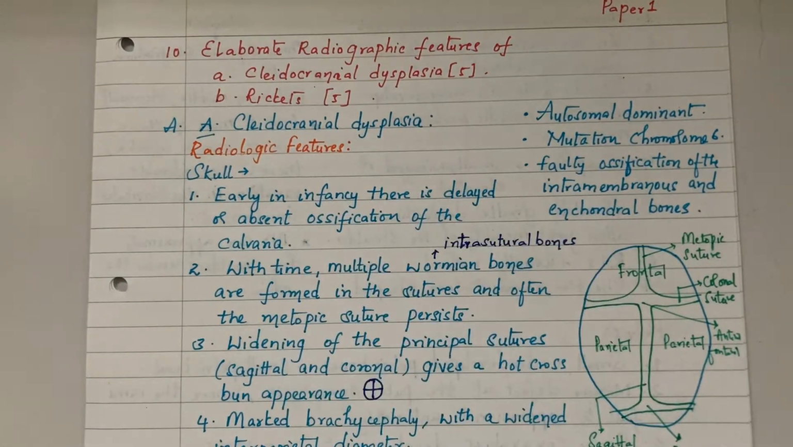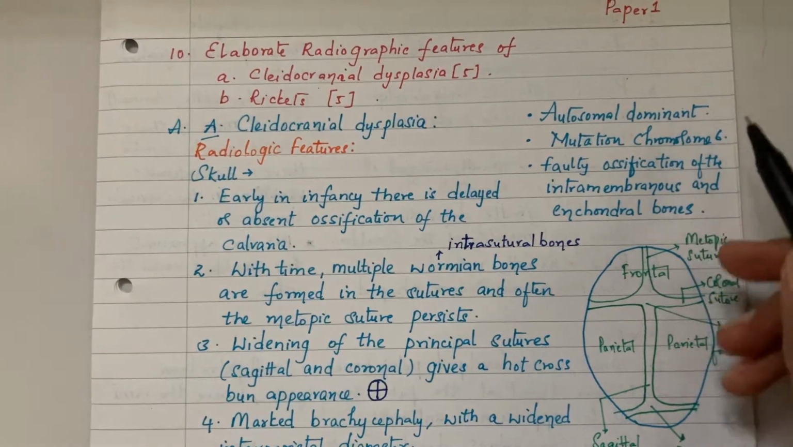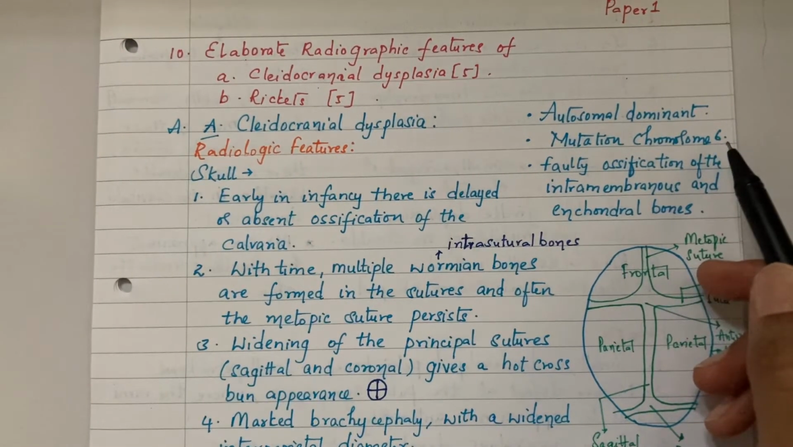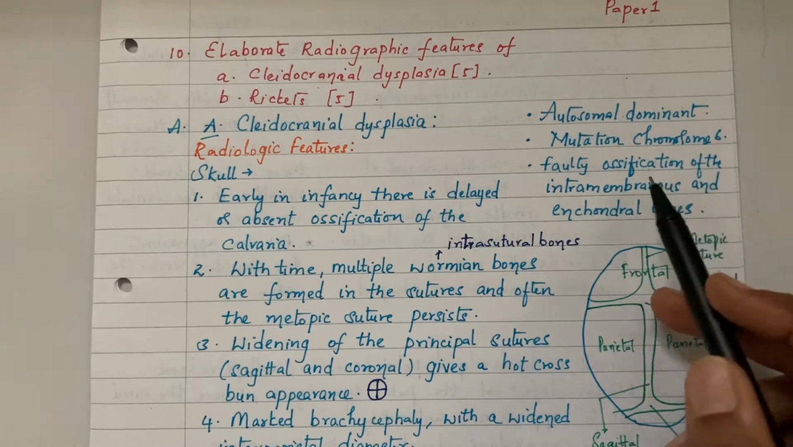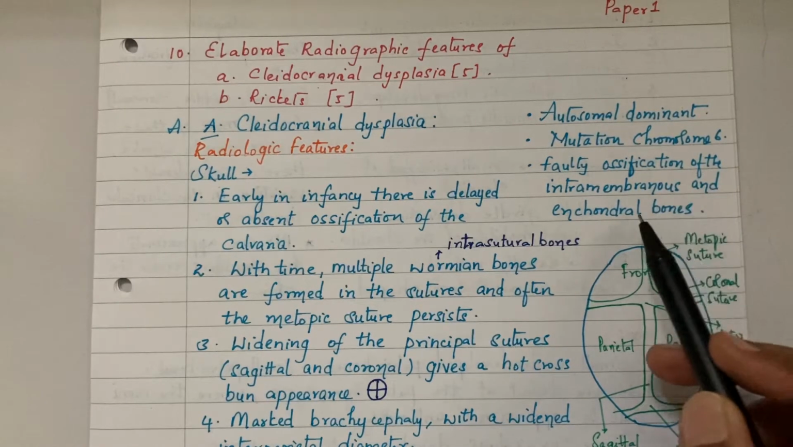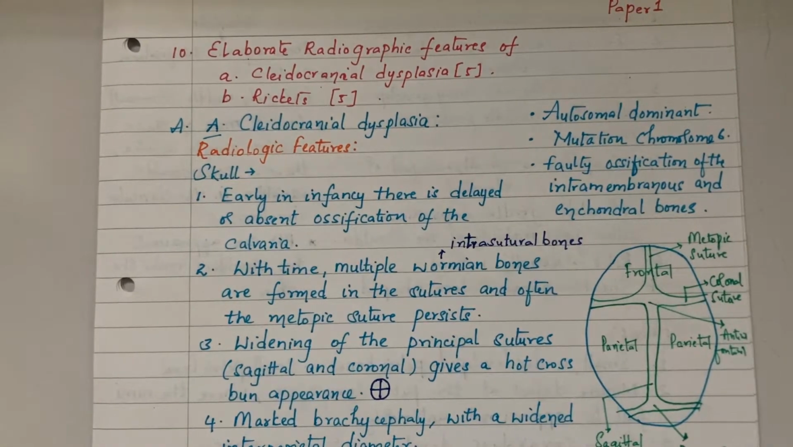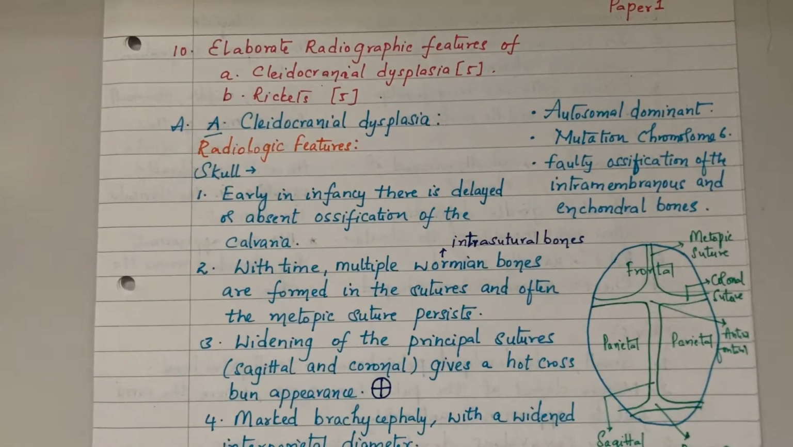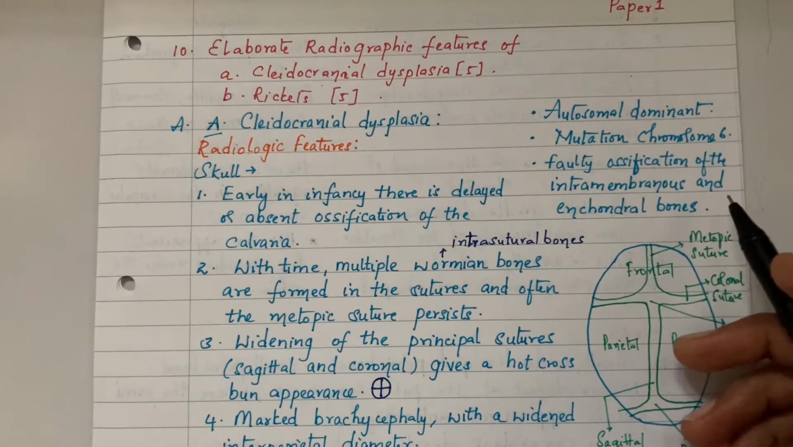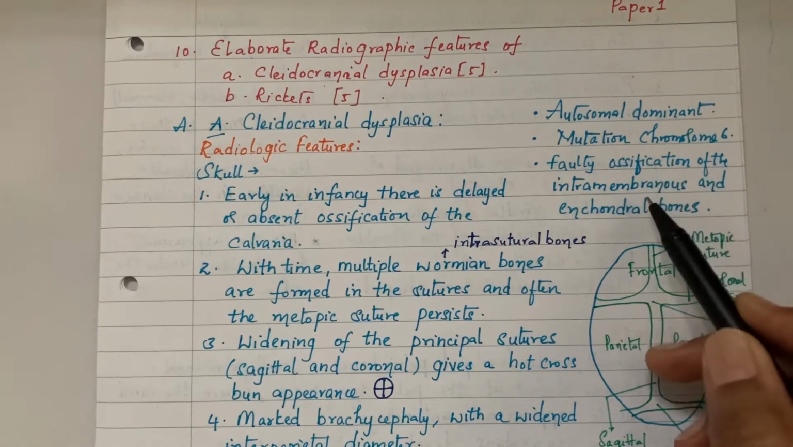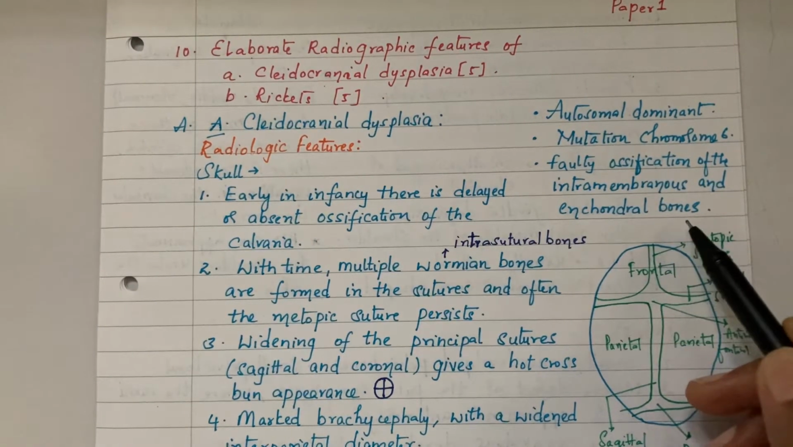What is cleidocranial dysplasia? It's an autosomal dominant condition. There will be a mutation in chromosome 6. What happens in this? There will be faulty ossification of intramembranous and enchondral bones. There are two types of ossification, intramembranous and enchondral ossification, and this doesn't happen properly here.